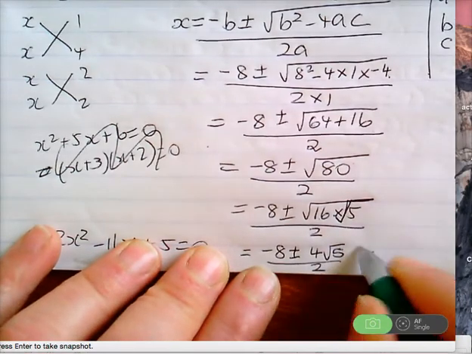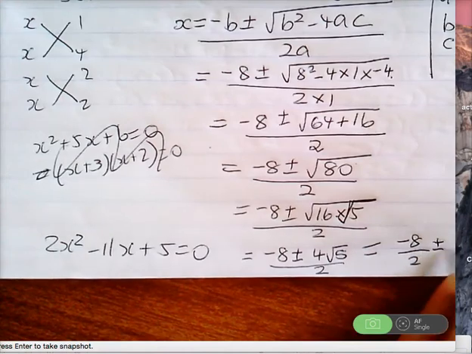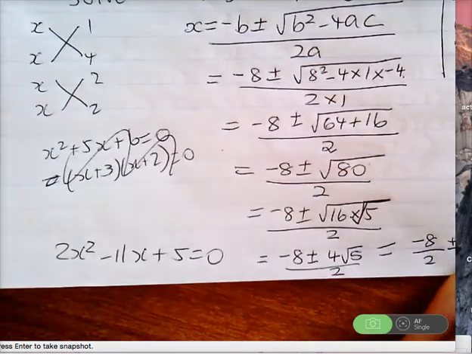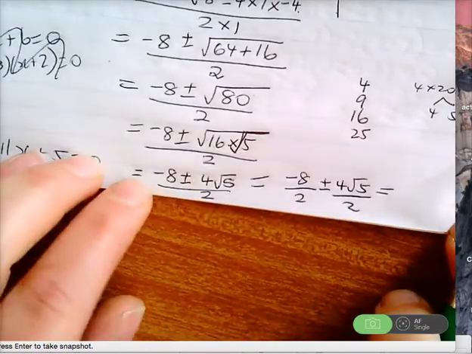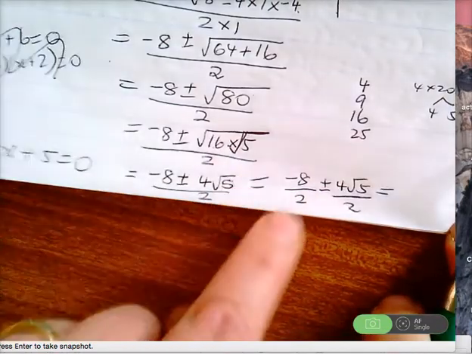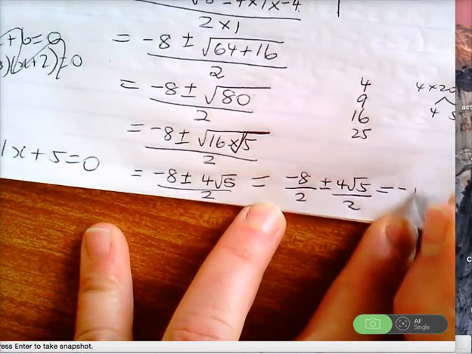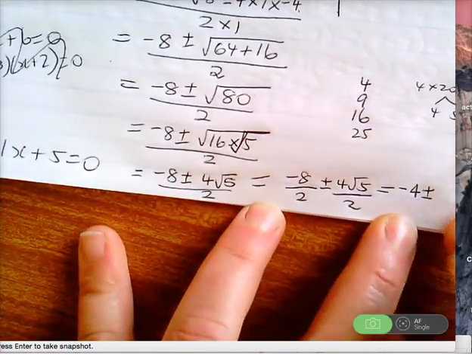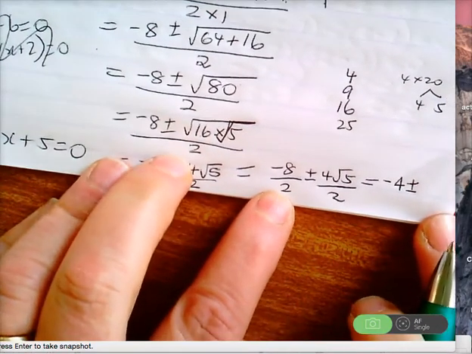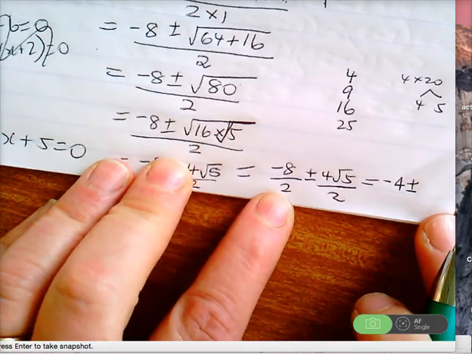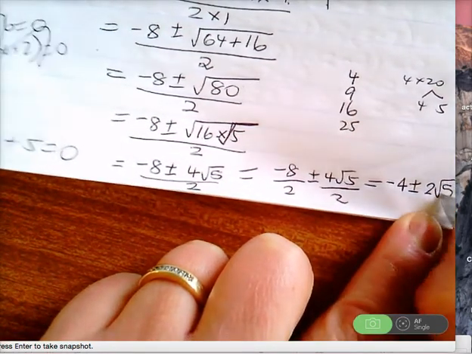Over 2. Now stop. Each of these numbers is over 2. Can you see that? So, girls, you know how you've got a fraction and it's over 2? Both of them are over 2. Can you see what I've done? So it's negative 4 plus or minus, what happens with that 4 and 2? What's 4 over 2? 2 on top. Plus or minus what? 2 root 5.